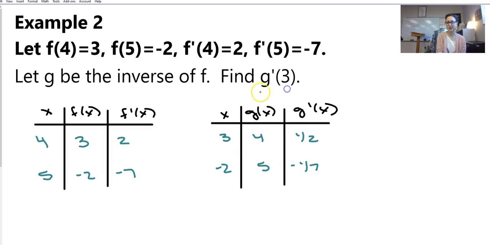And what were we looking for? G prime of 3. So I'm going to come and box my answer of 1/2.